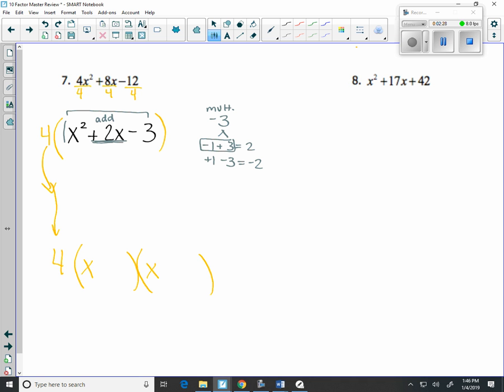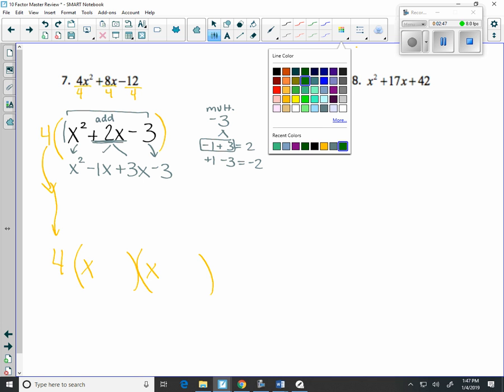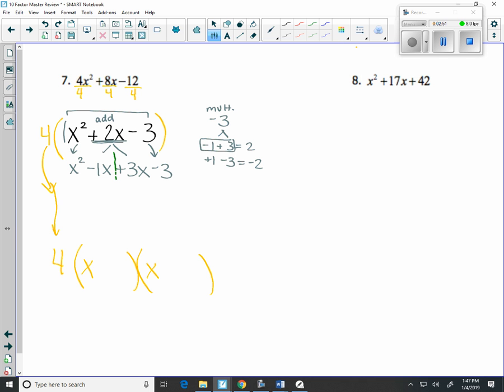Just like the other problems that we've worked, the last two, I'm going to make this minus 1x plus 3x. Bring down my x squared. Bring down my negative 3. Split it in half. My first two terms always have an x in common. x squared divided by x is a single x. Negative 1x divided by x is negative 1. We always bring down that middle sign.